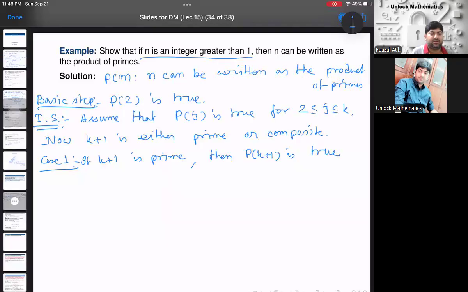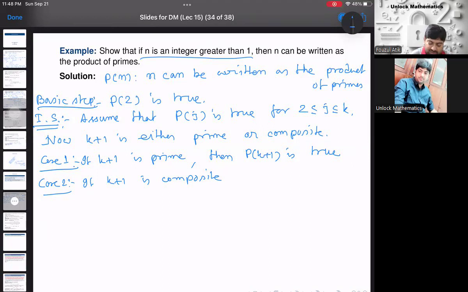Correct? Next, if k plus 1 is composite. Now composite means what? Composite means it should have some factor other than 1 and the number itself. Correct? Now other than 1 and the number itself means what? It should be between 2 and k. Right?